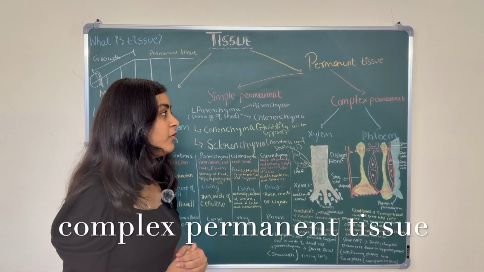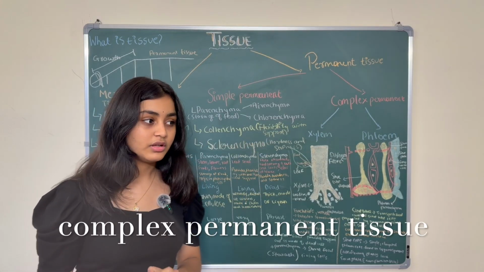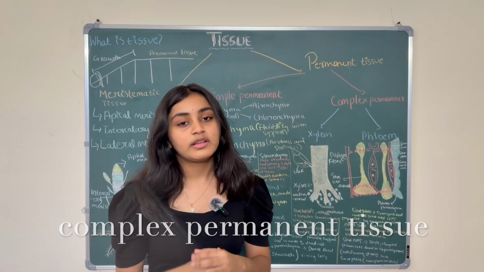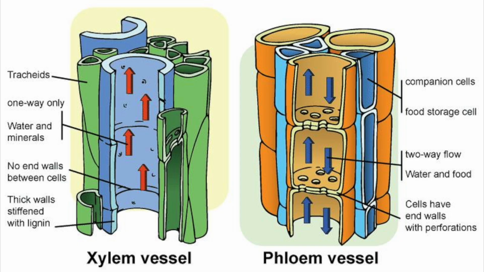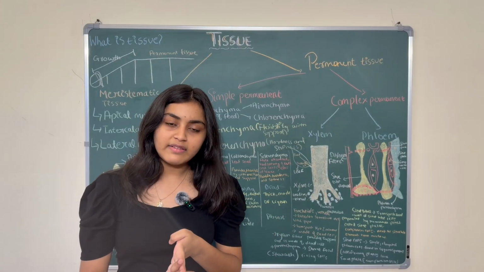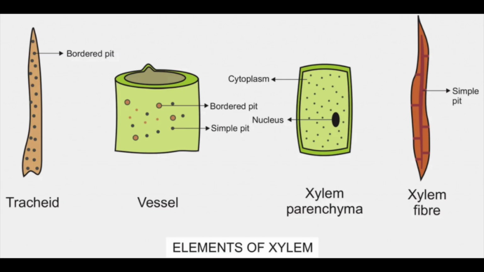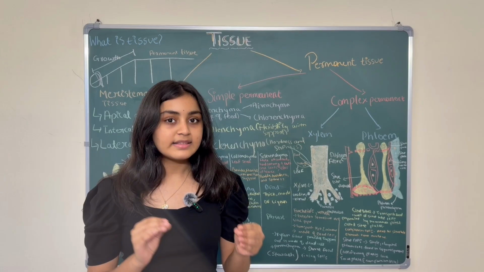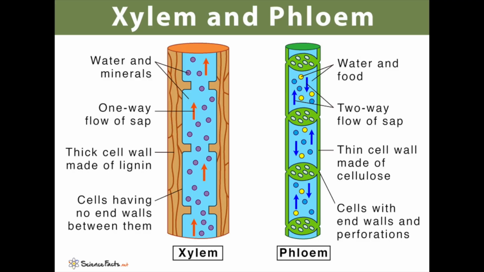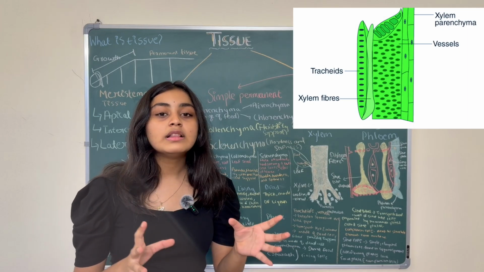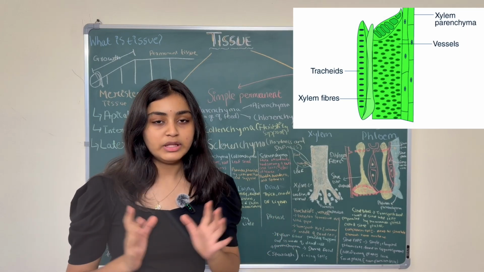Now we will further move on to complex permanent tissue, right? Complex permanent tissue is again further divided into two types, the xylem and the phloem. Xylem is divided into four components: tracheids, vessels, xylem parenchyma, and xylem fibers. Tracheids and vessels are tubular structures that act like a pipe, and they transport all the water and minerals to all the parts of the plant.